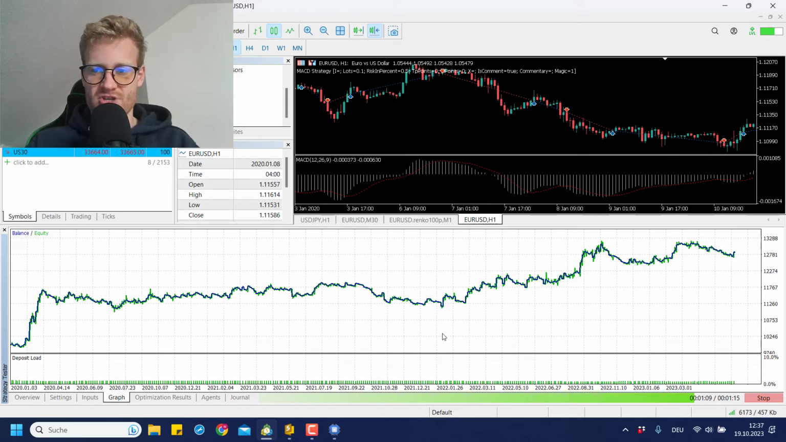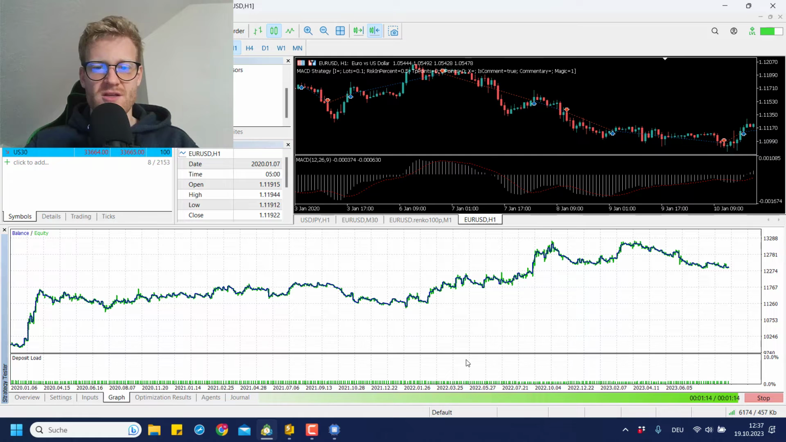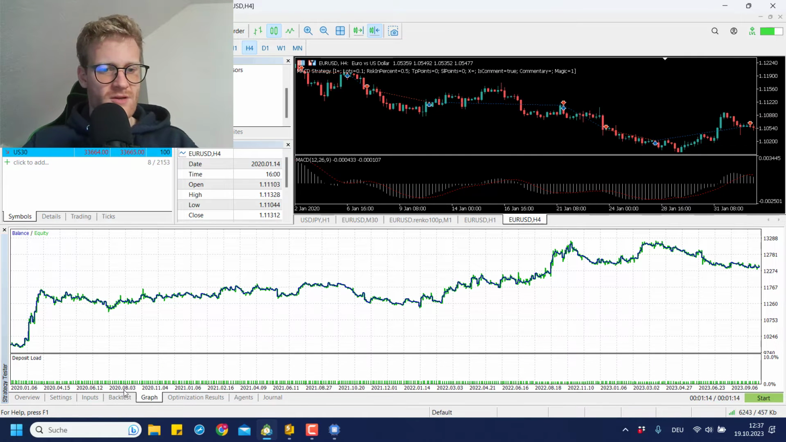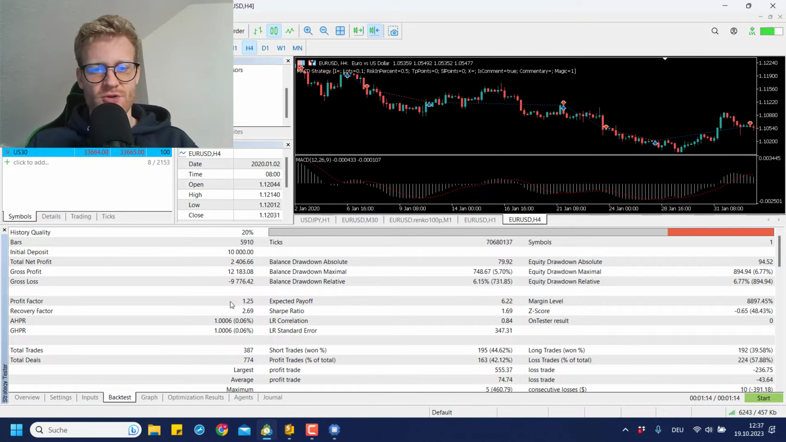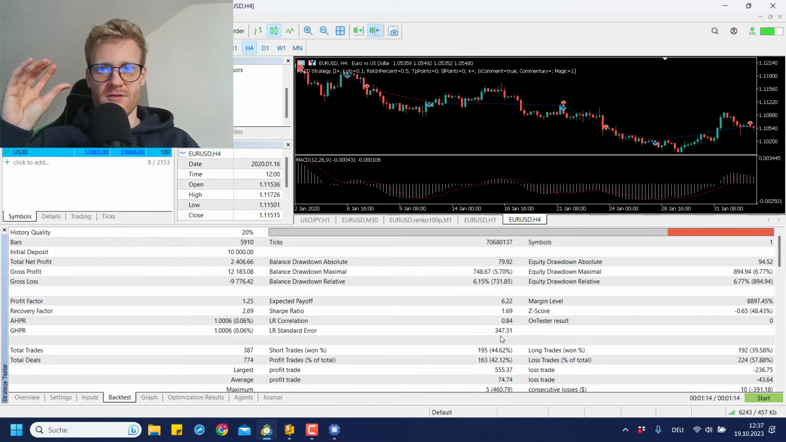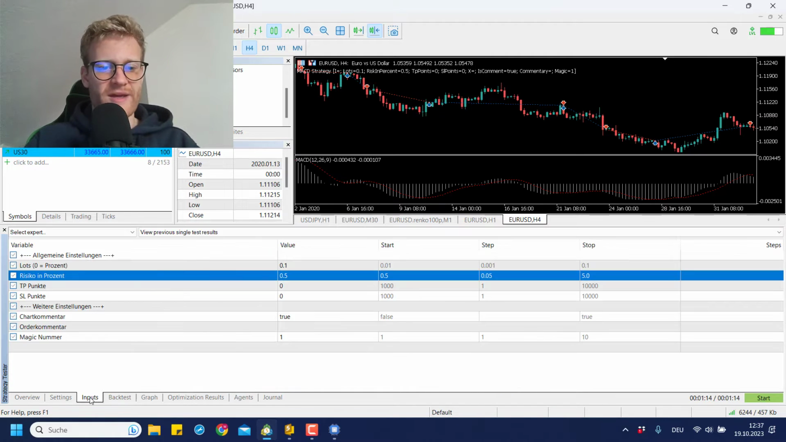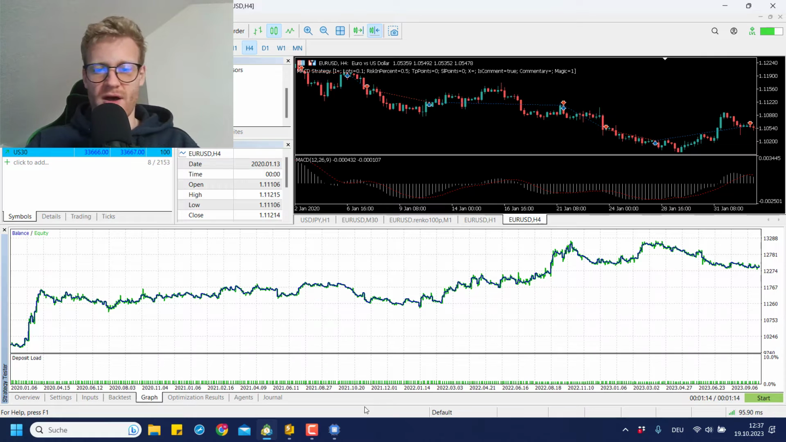So let's just wait until this test is finished. 3 more seconds to go. So yeah, let's have a look at the backtest now. Profit factor is great. It's above 1, which means that this is profitable. And we have 380 trades. This is not a lot, but at least there are not too many trades. And yeah, we can see that on the H4 time frame, the MACD seems to produce better signals overall.